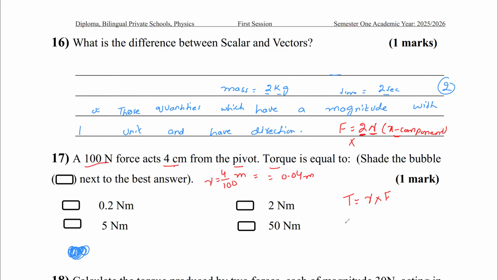So just put the value. T is equal to 0.04 multiplied by 100, and your answer here is 4 Newton meter. Any option other than 4 Newton meter is wrong. So this is your answer. Now we move on and solve question number 18.